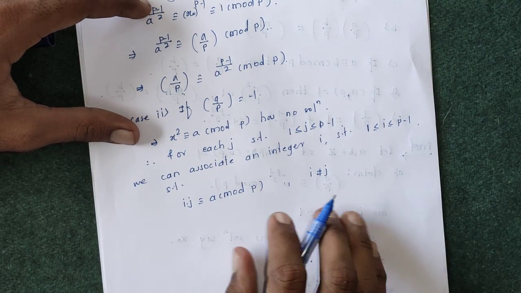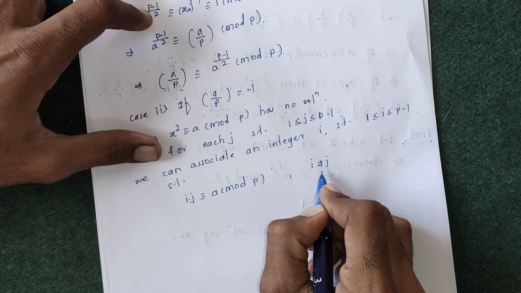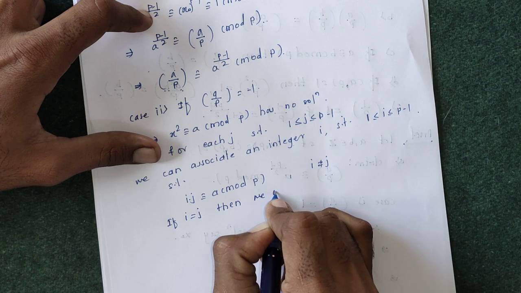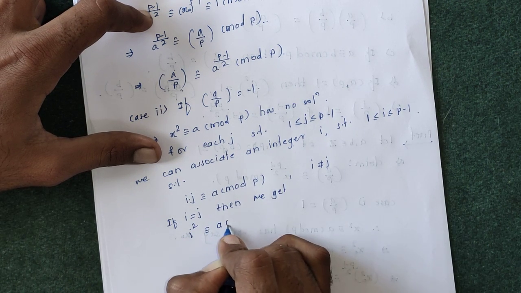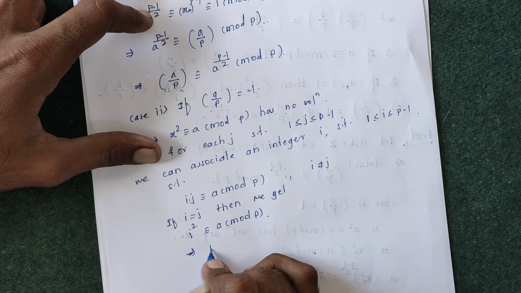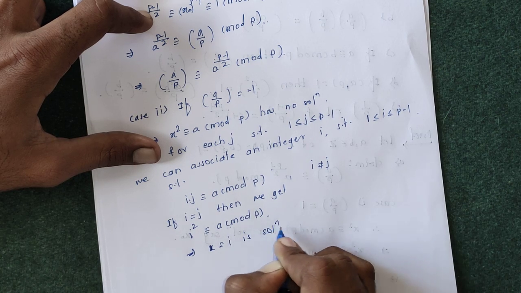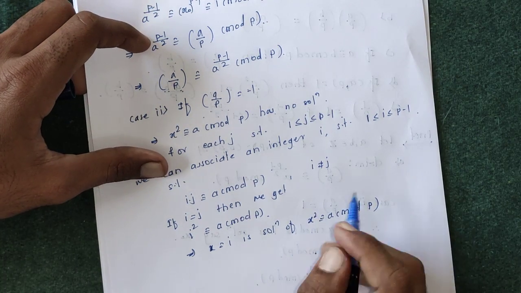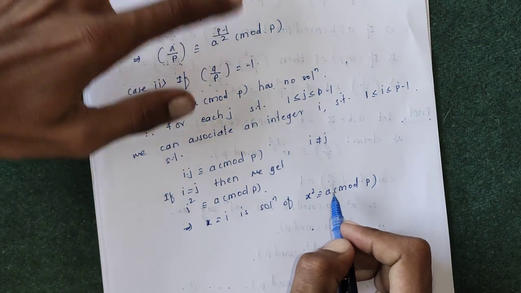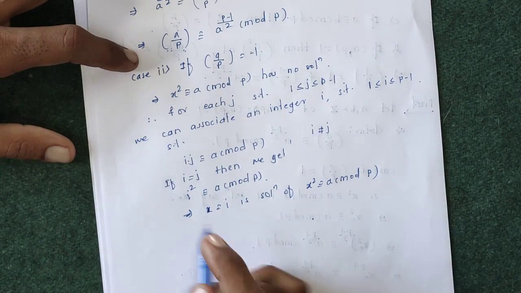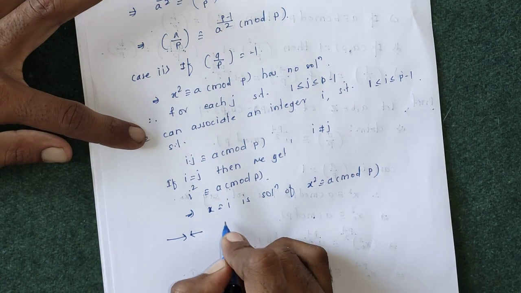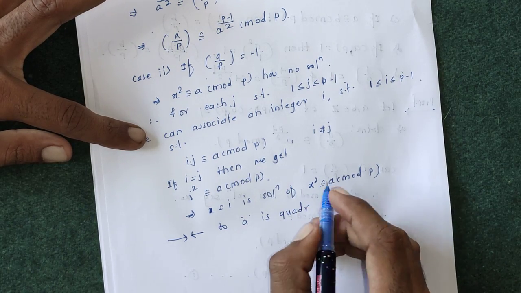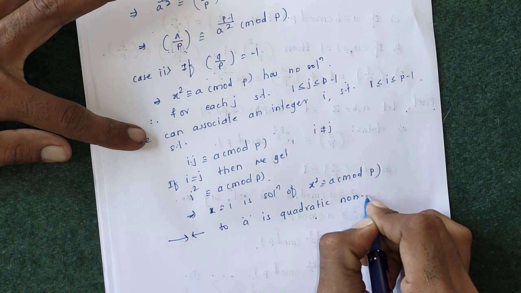Here for i not equal to j, I can write i into j is congruent to a mod p. Here i is not equal to j, since if i is equal to j, then we get i square is congruent to a mod p, and this implies x equal to i is a solution of x square is congruent to a mod p. So this will give a contradiction to a being a quadratic non-residue, that is, the Legendre symbol of a and p is equal to minus 1.